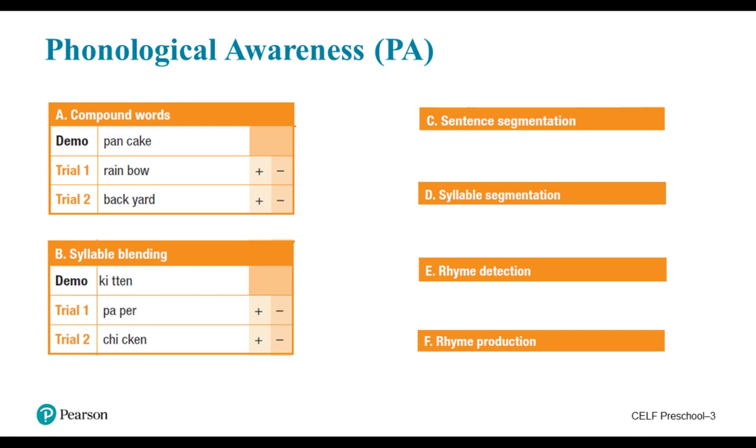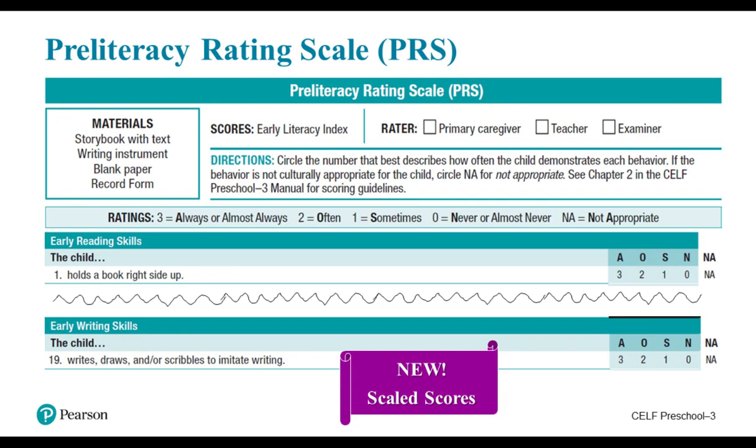And here's an example of an item on the compound word task in phonological awareness. So for the demo item, the examiner will say, I'm going to say 2 words. Listen, pan, cake. I can put these 2 words together to make the word pancake. Now you try it. Put these words together. Rain, bow. If the child responds incorrectly, say, the words rain and bow come together to make rainbow. You can present backyard as another trial item if needed.